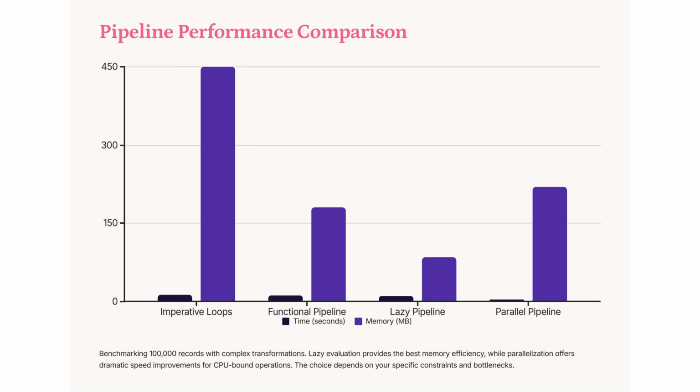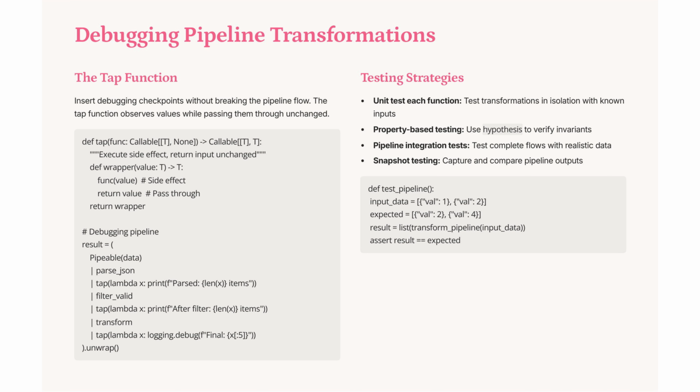Benchmarking 100,000 records reveals that lazy evaluation excels in memory efficiency, whereas parallel pipelines significantly enhance speed for CPU-bound tasks. The optimal approach hinges on your specific constraints and bottlenecks, balancing between memory usage and processing speed to achieve the desired performance. Debugging pipeline transformations is crucial for maintaining efficiency.